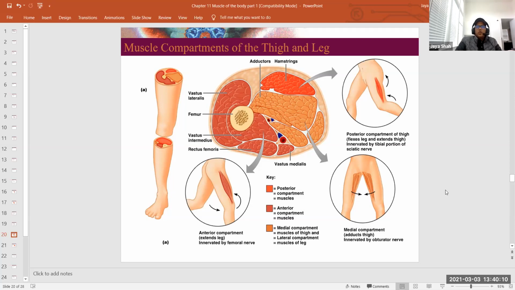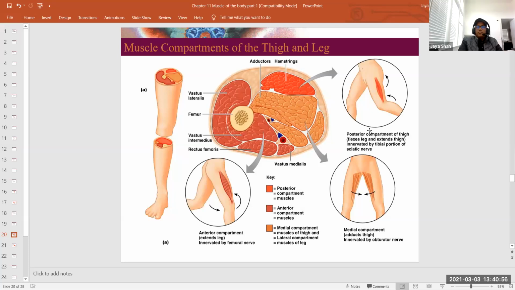Okay. So guys, how many compartments did we have in the upper limbs? Two. And in the leg, obviously we have more muscles. So you can see here 3 compartments. Those compartments are the posterior compartment, medial compartment, and lateral compartment. This is the patient's right leg, right thigh. Several muscle groups are here.